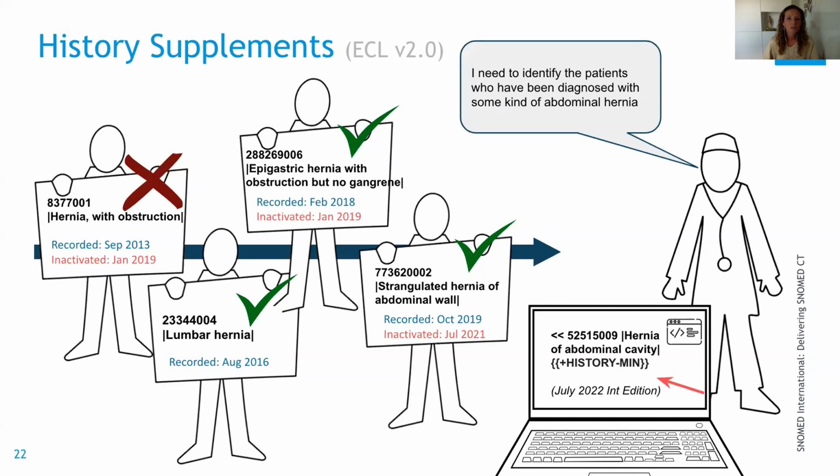So if we were using the most restrictive profile, History Min, this would exclude hernia with obstruction because the historical association for this concept is not supported by this profile. Recall how that was the POSSIBLY EQUIVALENT TO association.